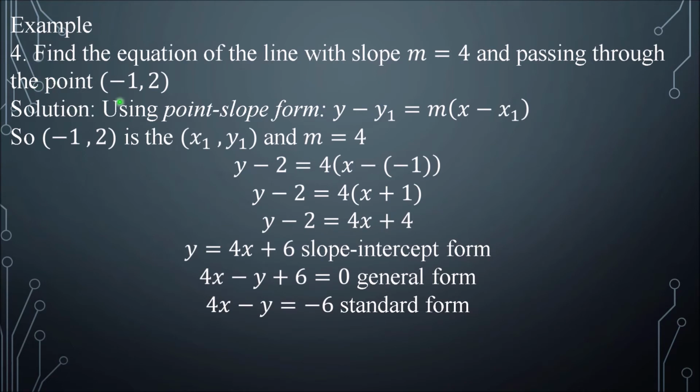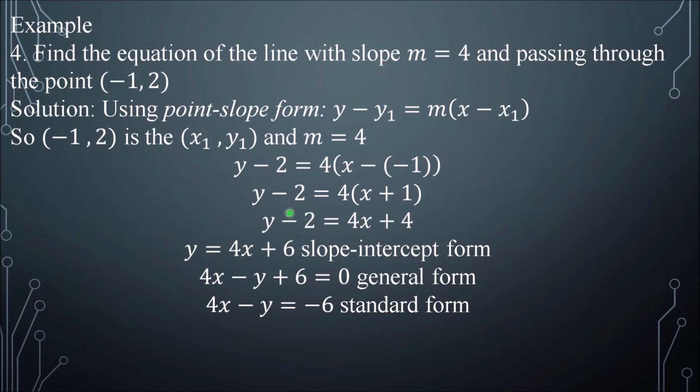Next, number 4. Find the equation of the line with slope m equal to 4 and passing through the point (negative 1, 2). Again, the given are a slope and a point, (negative 1, 2). So we will use the point-slope form. So x sub 1 is negative 1, y sub 1 is 2. Slope is 4. Plug in the values. y minus 2 is equal to 4 times x minus negative 1. Simplifying that, y minus 2 equals 4 times x plus 1. And then distribute 4. 4 times x, 4x. 4 times 1 is 4.